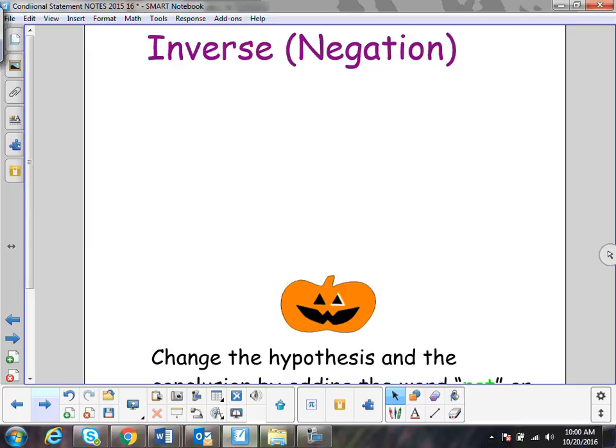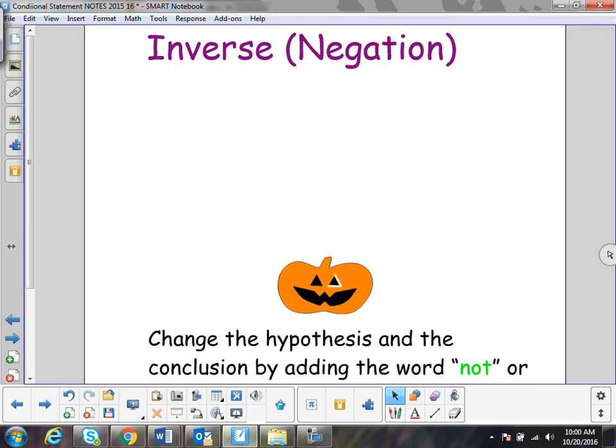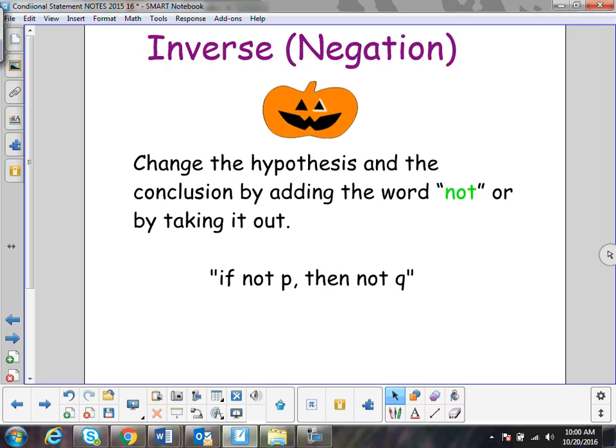Okay, the next one's called inverse. Inverse sounds like converse, and just to give you a heads up, students in the past have mixed up converse and inverse because they sound the same. All right, so this one is what you do over here. Negate the whole thing. So you're going to change the hypothesis and the conclusion by adding the word not. So you can shorten these up, and you'll remember what it is. You can always shorten these up.